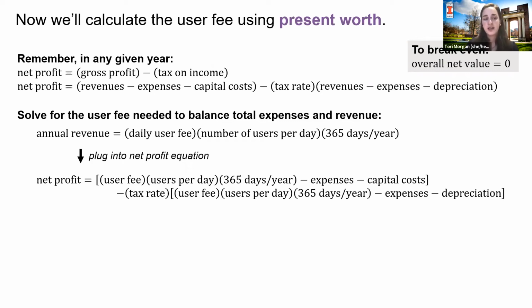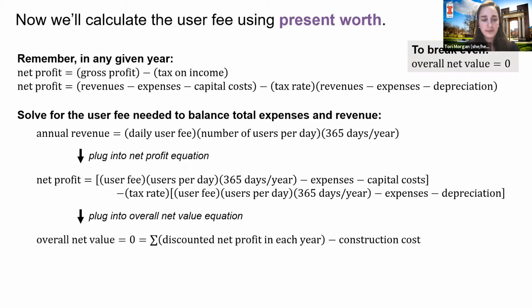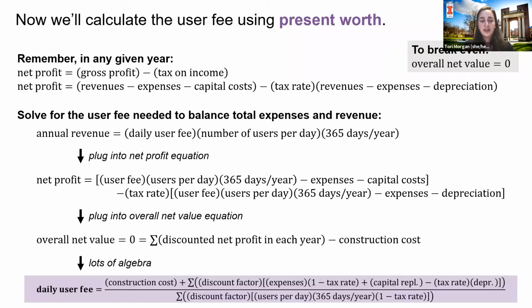You'll plug the annual revenue into your net profit equation, which is shown here. You have access to these slides and sheets, so I won't go into super detail with the equations, but just know that you can plug the annual revenue into your net profit equation. Once you have your net profit, you can plug that into your overall net value equation by discounting the net profit each year and subtracting the construction cost from the sum of that. Then by rearranging, you can find the daily user fee you have to charge per day in order to break even for present worth.